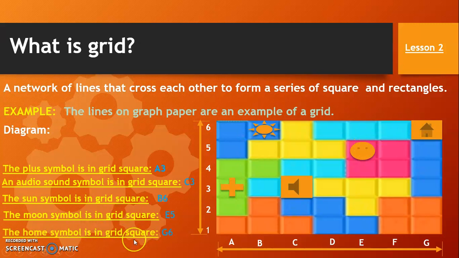The home symbol is in grid square G6. G represents this vertical column. 6 represents this horizontal row. So the G vertical column and the 6 horizontal row combine to make the G6 grid square, and the home symbol is placed in grid square G6.